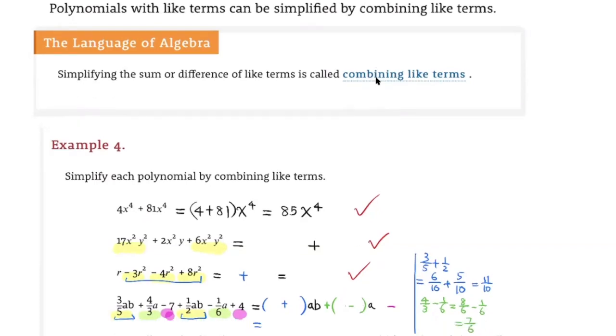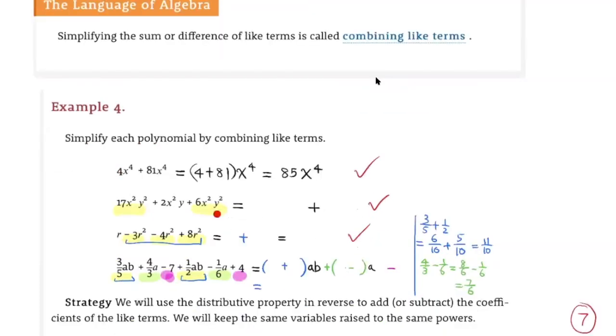The next one over here. These two are like terms because they have the same variables x and y. This one is not a like term with these two. So when you combine, you can only combine these two. Combine these two, what do you get? 23x squared times y squared. Yes, so we add the coefficients. 17 plus 6 is 23. So 23x squared y squared, right?